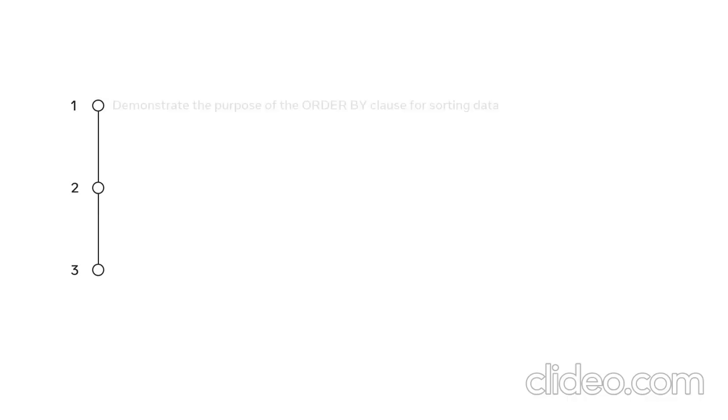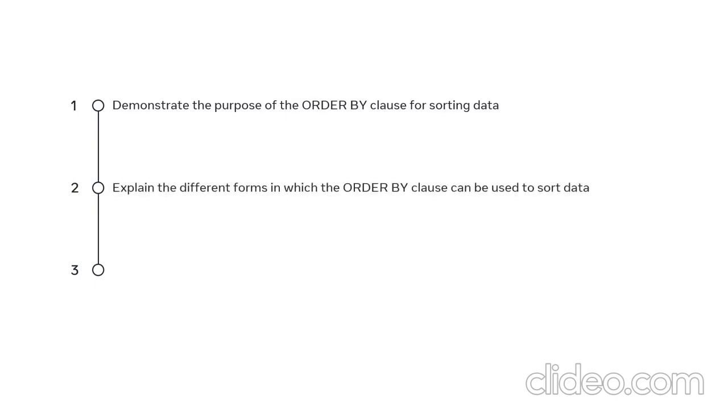By the end of this video, you'll be able to demonstrate the purpose of the order by clause for sorting data, explain the different forms in which the order by clause can be used to sort data, and describe how the ascending and descending keywords behave when used in sort columns. Let's begin with an exploration of the purpose of the order clause. The order by clause is an optional clause that can be added to a select statement. Its purpose is to help sort data in either ascending or descending order. For example, you can sort a list of student names in an alphabetical order from A to Z or vice versa. To get a better understanding of how the order by clause works, let's explore the syntax.